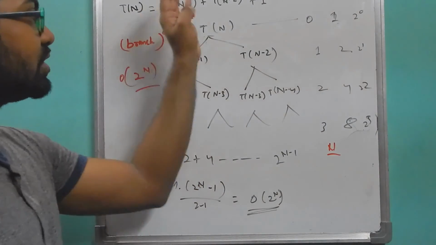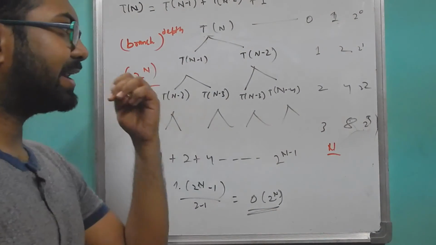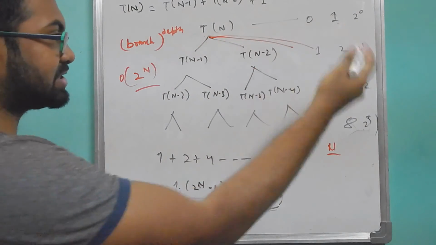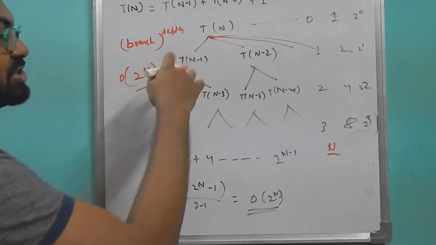And this is true not only for this Fibonacci equation, it can be applied for multiple branches. For example, if there is a 3rd branch, 4th branch with similar kind of things, you can just simply apply branches to the power depth.